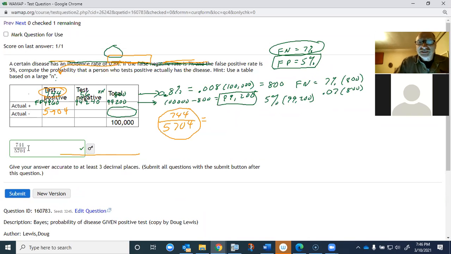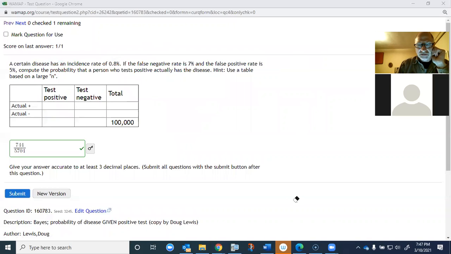Of course, none of this is an exact science because we're just guessing. The incidence rate of 0.8% is not necessarily exact, right? We don't know. These are estimates that health officials make, and some are more accurate than others. All right, so enough of that. I'm going to stop the video now, and we're going to do a different recording for the last problem, which is expected value.